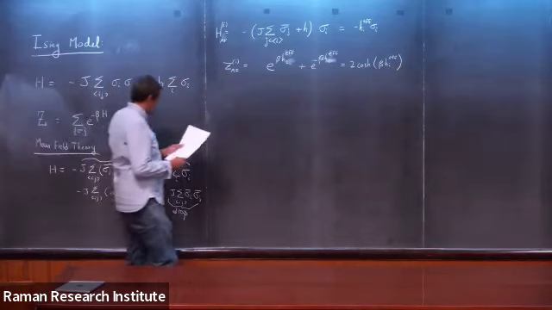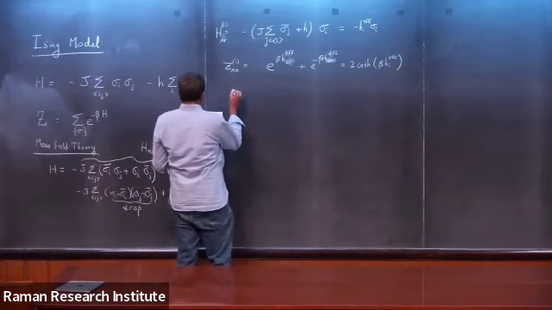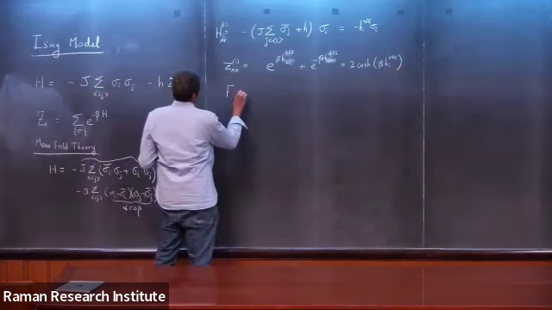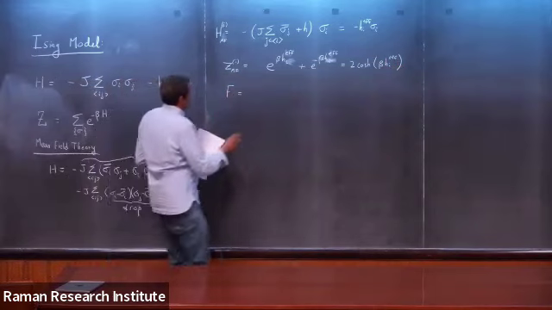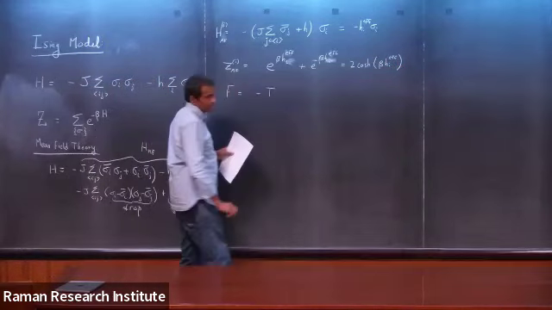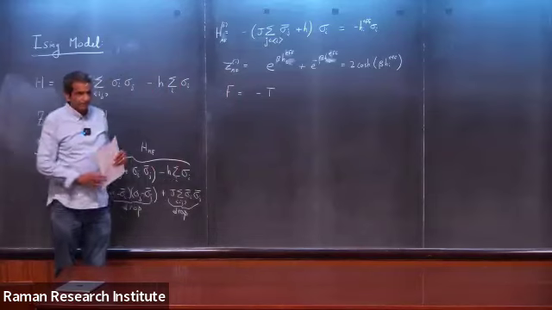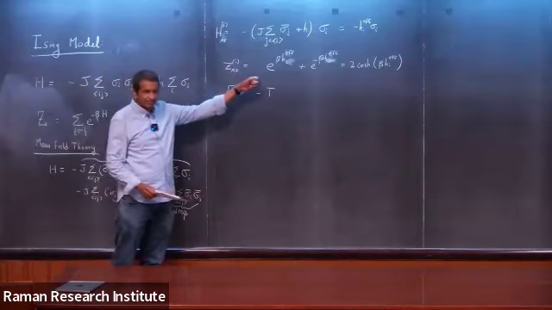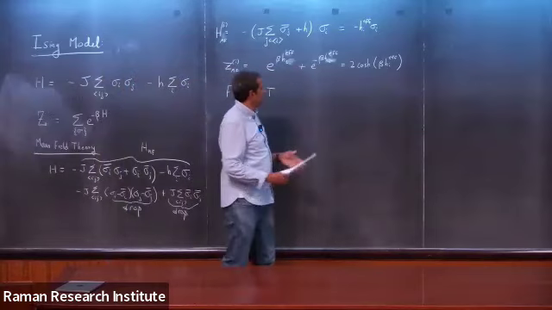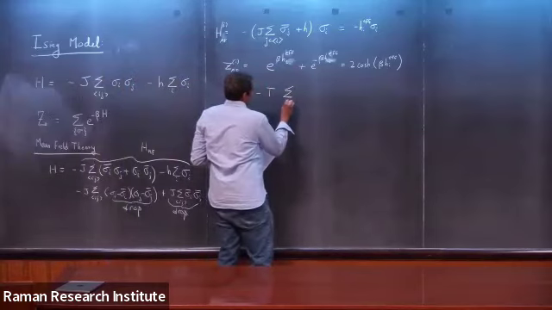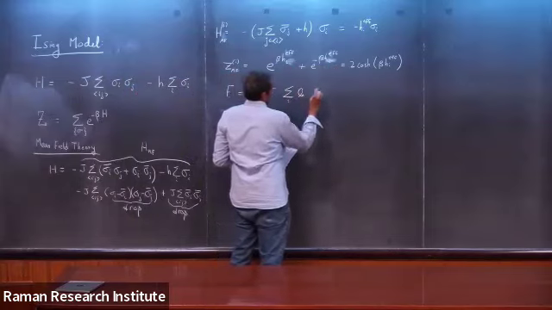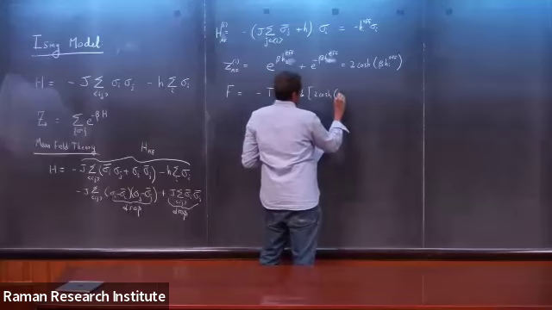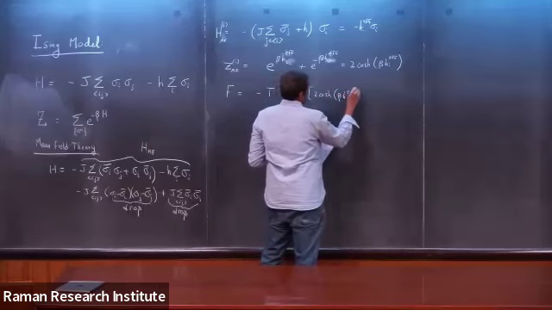And from this, you can work out your mean field overall free energy, which is going to be minus temperature times the log of the partition function. But in this particular case, the partition function is independent at each site. And so if you take the log, you end up getting a logarithm of 2 times cosine hyperbolic of beta h_i effective.